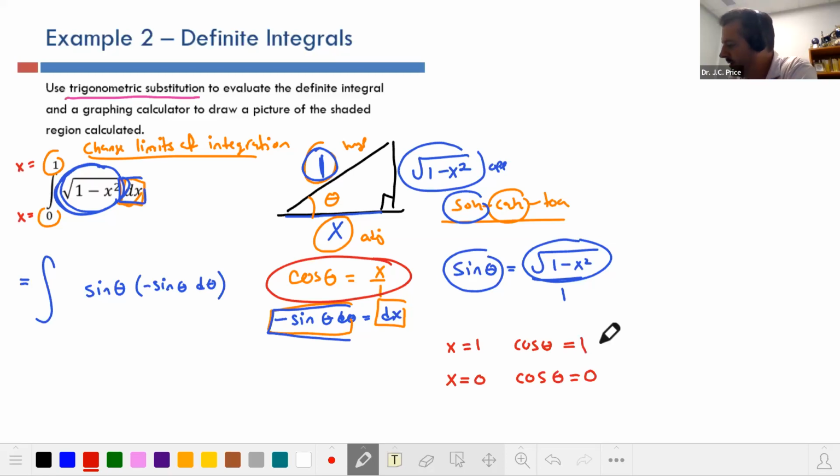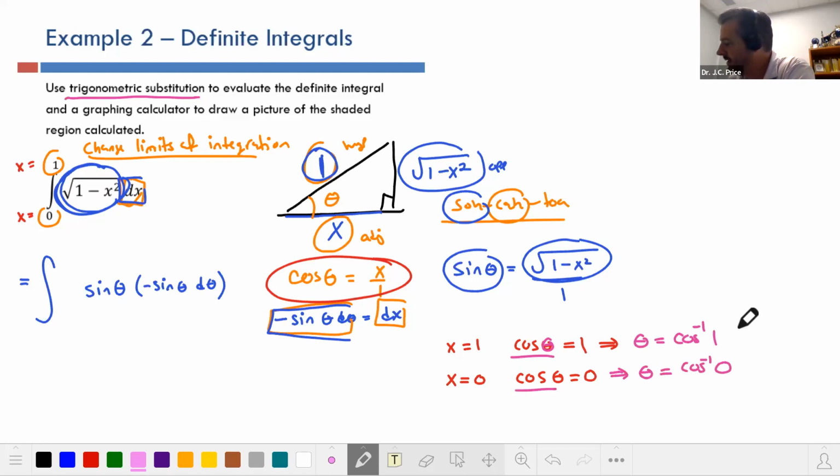And so this top one implies what? Well, how do you solve for theta? We're just going to take the cosine inverse of both sides. So when you take the cosine inverse of this side, we get theta equal to cosine inverse of 1. When you take the cosine inverse of this side, you get what? You get theta equal to cosine inverse of 0.